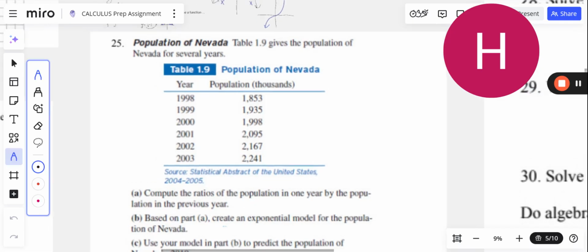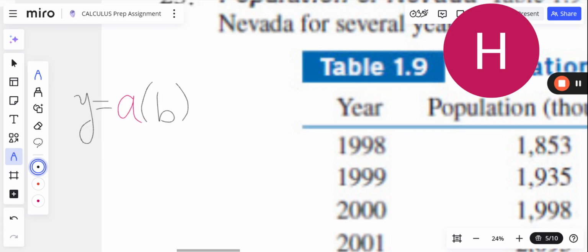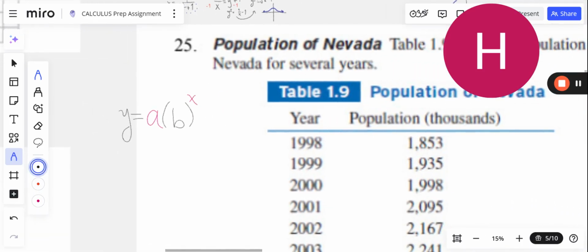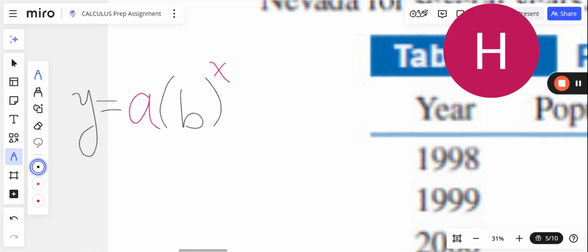Just a quick, brief reminder of an exponential function. It's going to look roughly like this. Y equals a times some base number b to the x power. This is your standard exponential function, where increasing the power causes us to multiply by another factor of b.